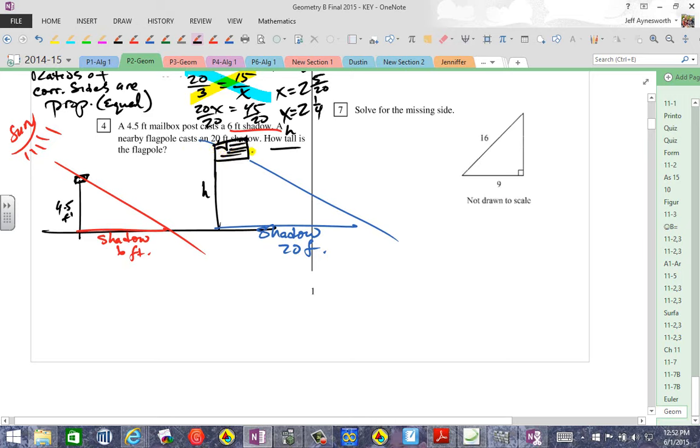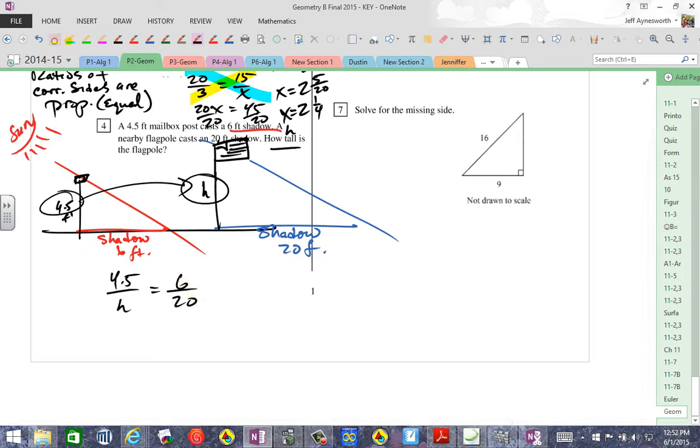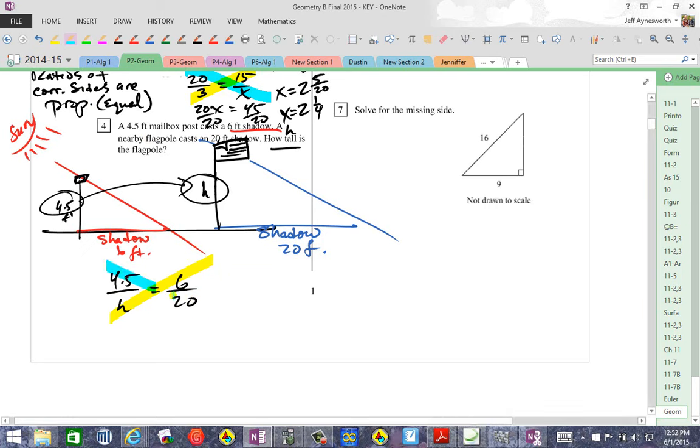There we go. Flagpole. Okay, so this is a similarity problem. Triangles are similar, so the ratios of corresponding sides are the same. So let's go height to height, right? So 4.5 to h, shadow to shadow, 6 to 20. Cross multiply again. Cross multiply right here and here. And you got 6 times h, 6h is equal to 4.5 times 20.